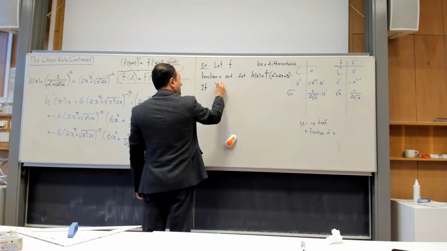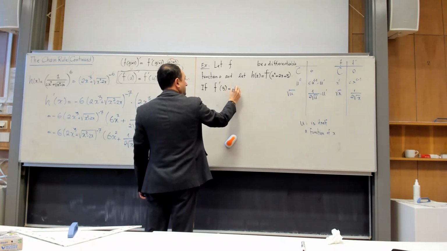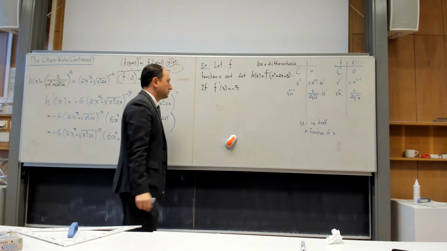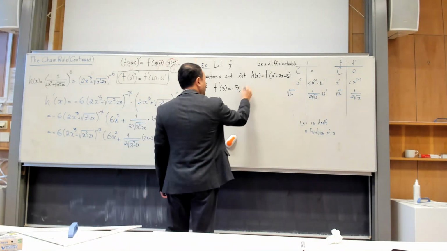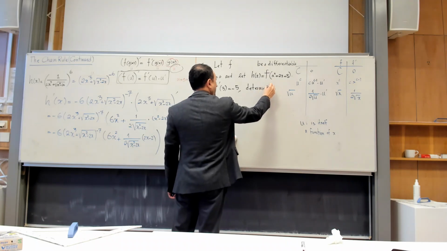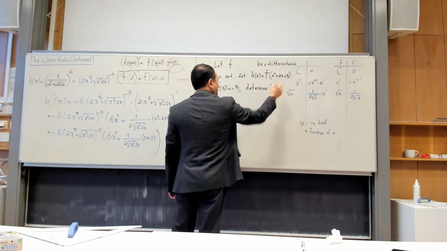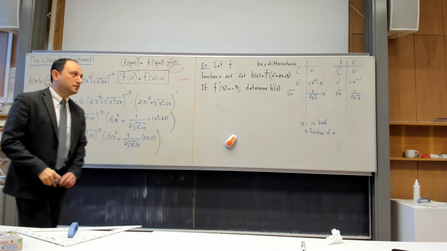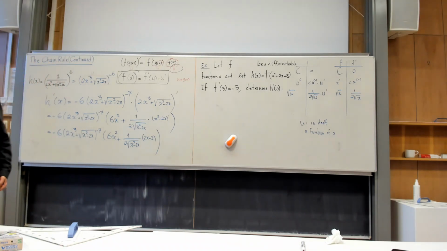If f prime of 3 is negative 5, determine h prime of 0. This is also a different type of question that you might face for the chain rule.